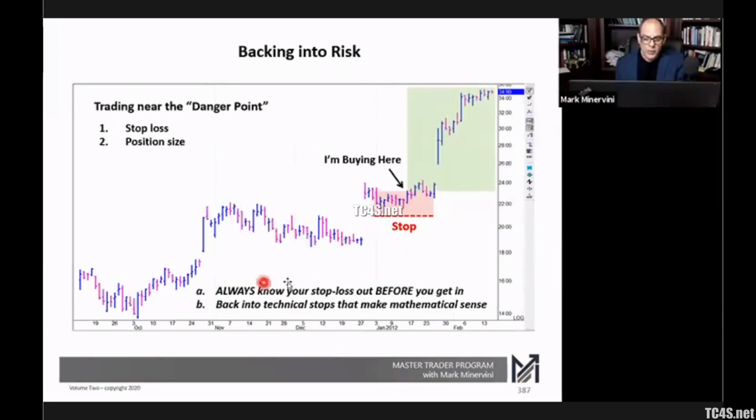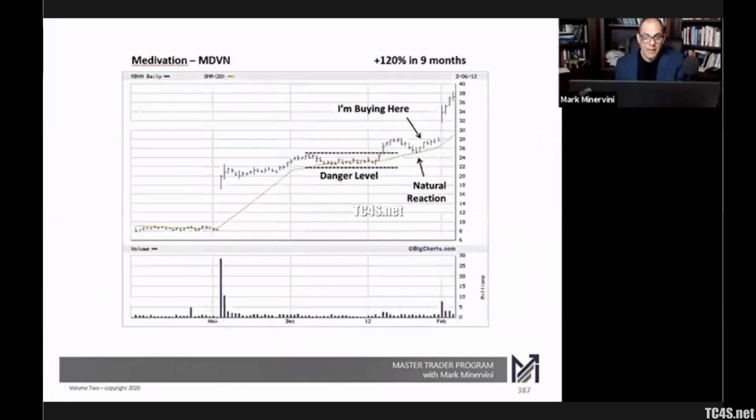So you're always backing into the risk and knowing where your stop is before you ever even get into the trade. So before I even make this trade, I've already figured out this is where my stop is going to be placed, and I already know that level. So when I get into the trade, that decision has already been made. Once it hits that point, I'm out, no questions asked. And you want to back into technical stops that make some type of mathematical sense.